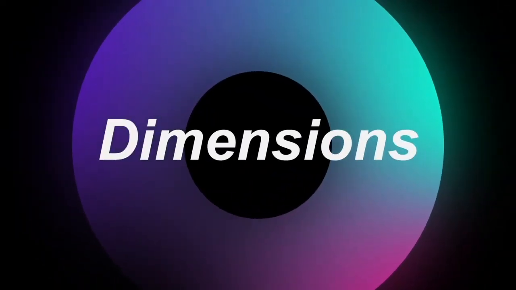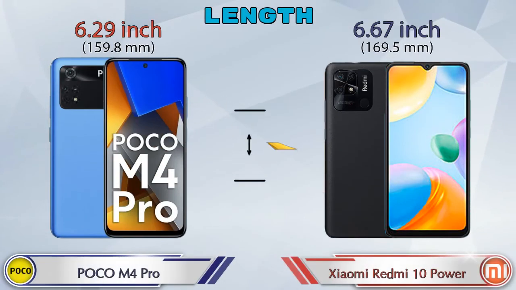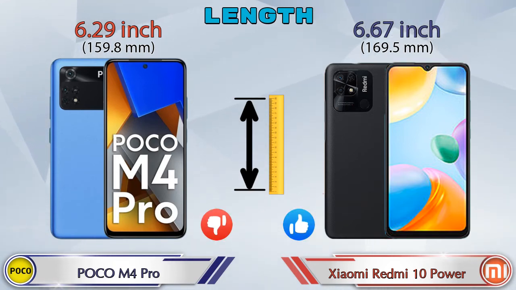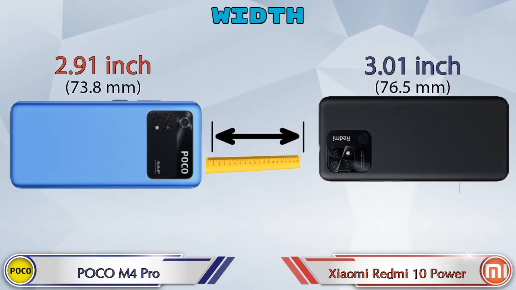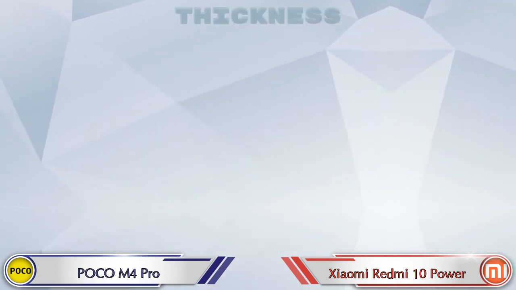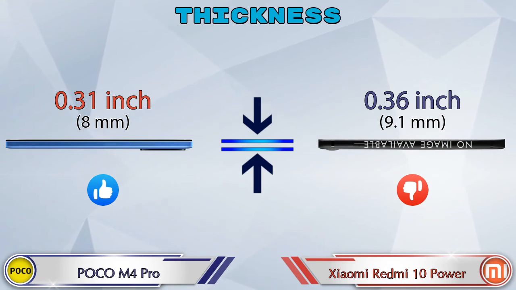Now we check the details about dimensions. Talking about the length of both phones, POCO M4 Pro is 6.29 inches and Redmi 10 Power is 6.67 inches. Width in POCO M4 Pro is 2.91 inches and Redmi 10 Power is 3.01 inches. If we talk about thickness, POCO M4 Pro is 0.31 inch and Redmi 10 Power is 0.36 inch, which is bigger than POCO M4 Pro.